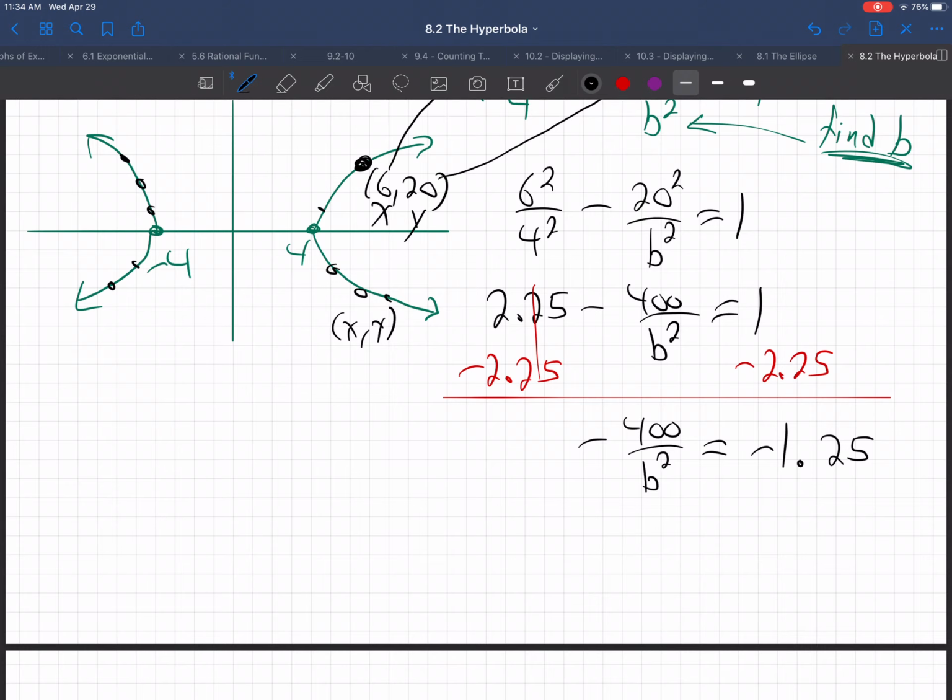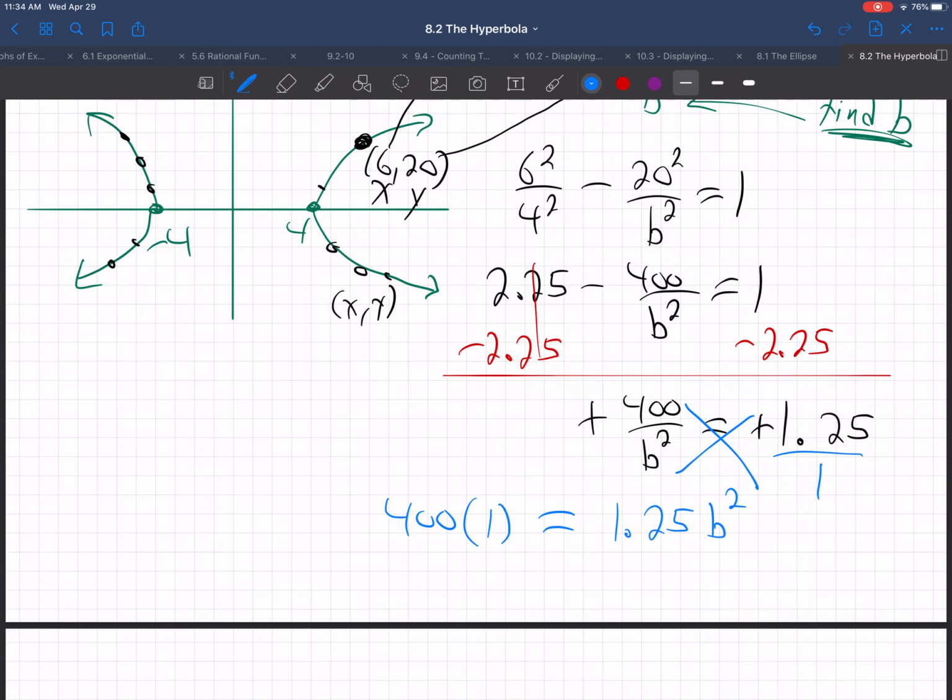All right, and so now what are we going to do? Well, first I have negatives on both sides. Let's just multiply both sides by negative 1. They both become positive, right? Now, whenever we have equal fractions, put this guy over 1. Whenever we have equal fractions, we cross multiply. So we get 400 times 1 equals 1.25 times b squared.